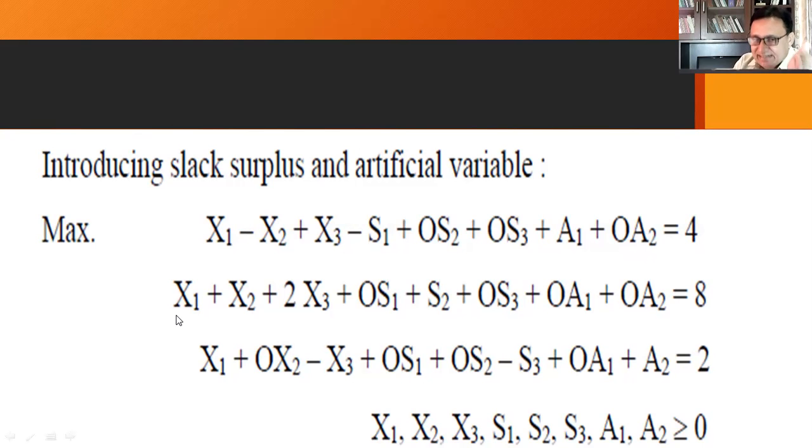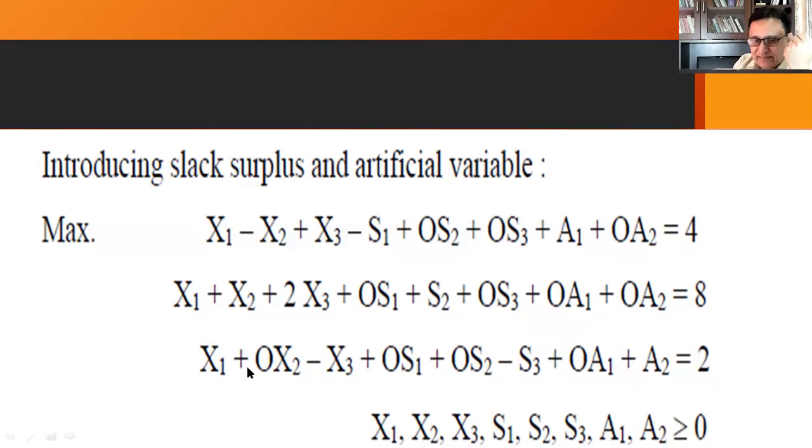So similarly, in the second constraint, x1 plus x2 plus 2x3, s1 is not there, so 0 s1 will be introduced. S2, because it is less than equal to type, plus s2 will be introduced. S3 is not there, 0 coefficient will be put. And in the artificial variable, A1 is not there because it was introduced in the first constraint. Here also we require it, but with 0 coefficient. So it will not change the functionality of this constraint. And A2 is also not there because it is introduced in 3, but we require it. So 0 A2 will be introduced and equal to 8 it will become.